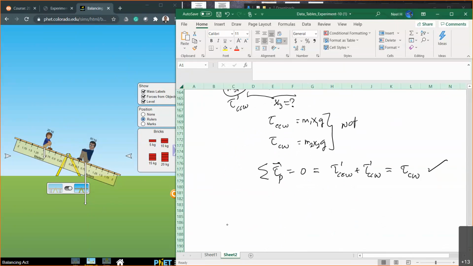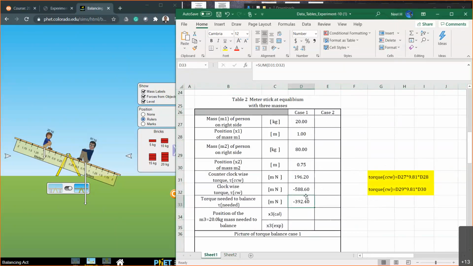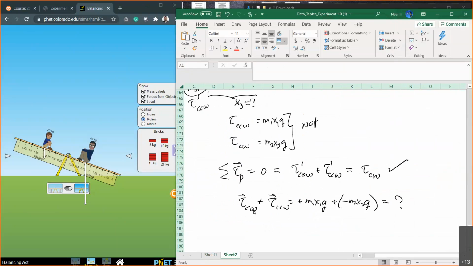And then we know one is negative, the other one is positive. If you add them together, I should get the net torque acting on the object, right? So let's add torque clockwise plus torque counterclockwise. Then you will get M1 X1 times g, that is counterclockwise, positive, plus M2 X2 times g, that is clockwise, that is negative, which is now not equal to 0. I will get a number, right? That number is the one you actually calculated earlier, 392.40.